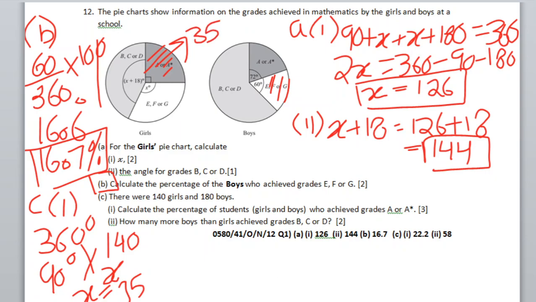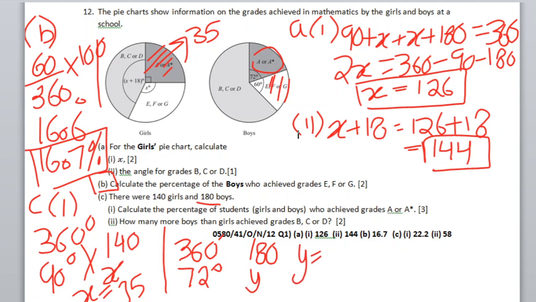Similarly, we have to find the number of boys in this sector. For that, 360 degrees will represent 180 boys, because it's given here, and then 72 degrees will represent how many boys? Cross multiply: this will give you 180 times 72 divided by 360. I'm directly writing the answer. This will be 36.